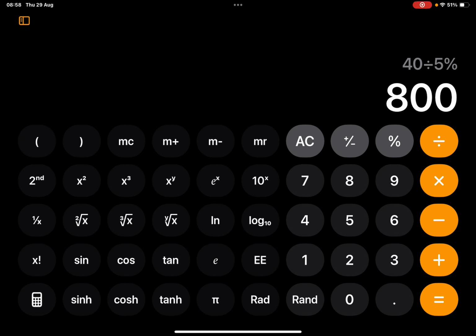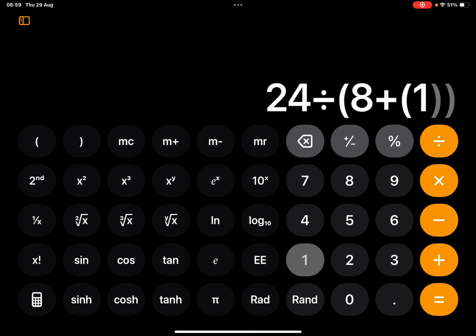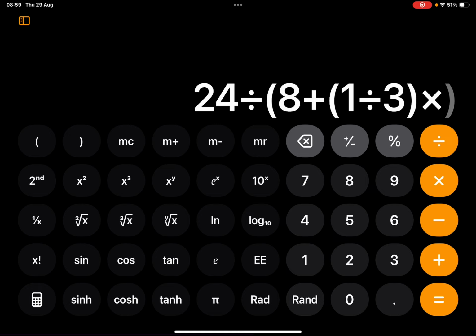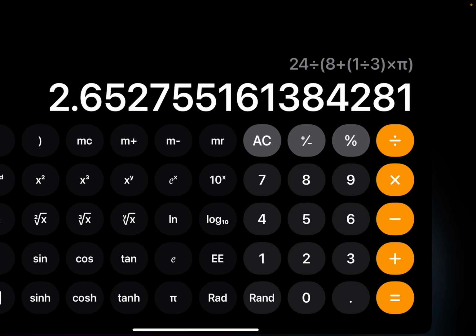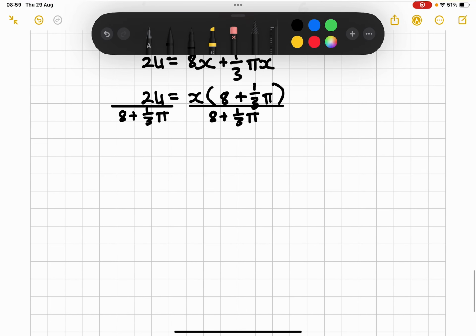Scientific. Does it have pi? Do I see pi in here? Yes, it does. Lovely. Okay, so we're going to say 24 divided by 8 plus 1 divided by 3, close the bracket, multiplied by pi. And that's going to give us 2.65. Cool. 2.65. So x is equal to 2.65.